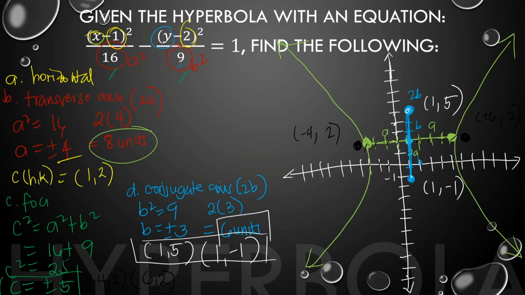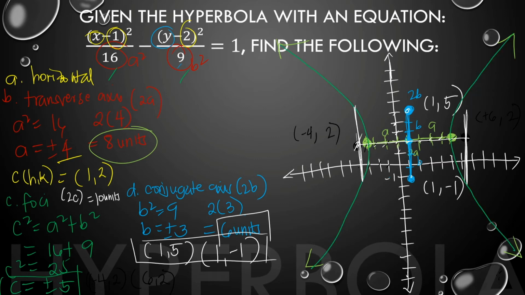And, yung length pala ng foci, so 2c. So, 2c yung foci. So, yung c natin is 5. So, magiging 2 times 5 is equal to 10 units. So, kahit bilangin natin yan dito, 1, 2, 3, 4, 5, 6, 7, 8, 9, 10. So, 10 units yan. And then, hahanapin na natin yung latus rectum or yung focal width.